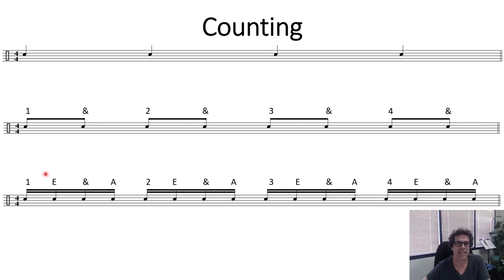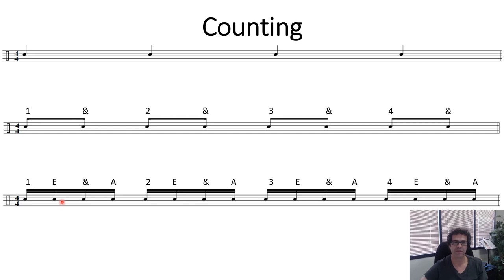And now if we go down to the 16th notes, 16th notes are counted a little differently, so we're going to count them like this: 1, 2, 3, 4. All right, and this is one full beat right here. This is one full beat right here. This is a beat, the third beat, and this is the fourth beat, which equals one measure.